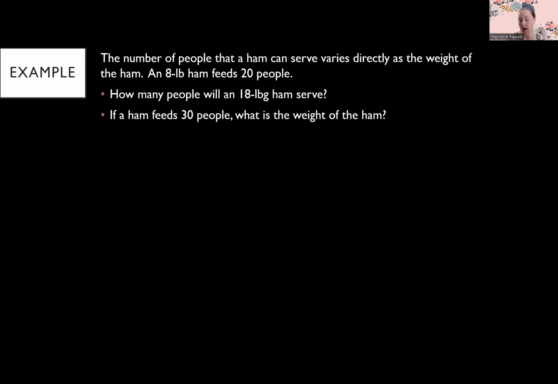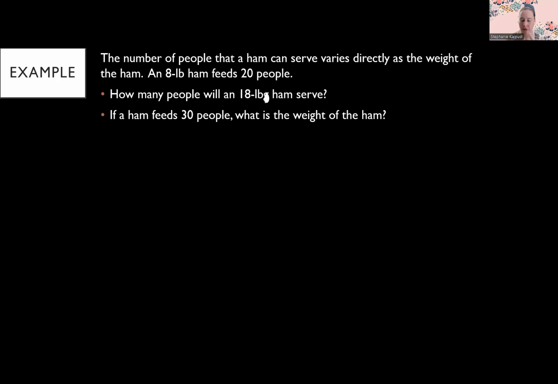Okay. Now I'm going to throw in some with numbers, now that we've done some of the writing the models, so you're going to see how a full problem works out here. So the number of people that a ham can serve varies directly as the weight of the ham. An 8-pound ham feeds 20 people. And we've got two questions here. How many people will an 18-pound ham serve? And then if a ham feeds 30 people, what is the weight of the ham?